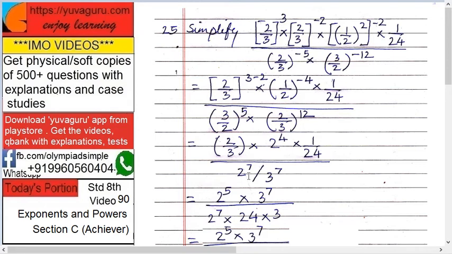Then this 2^7 upon 3^7. How come? See this, 2^5 below and 2^12 above in the denominator only. So 5 and 12, 12 minus 5 is 7. Similarly for this, 3^12 below, 3^5 above. So bring 3 below. So it becomes upon 3^7.